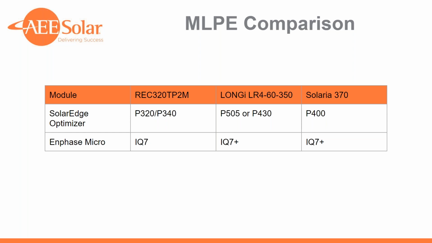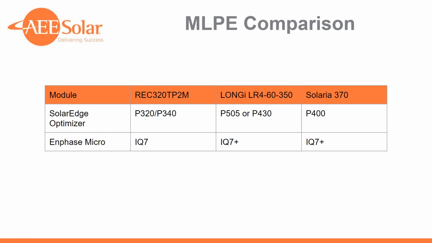The Longi lineup, however, part of the way that they get to these higher watt classes is larger cells, more current per cell. So the ISC on these modules eclipses the 10 amp mark, and at this point we're forced to consider a P505, or this is on the roadmap from SolarEdge, a P430 optimizer. So just right there, more expensive in terms of module level power electronics for using that module.